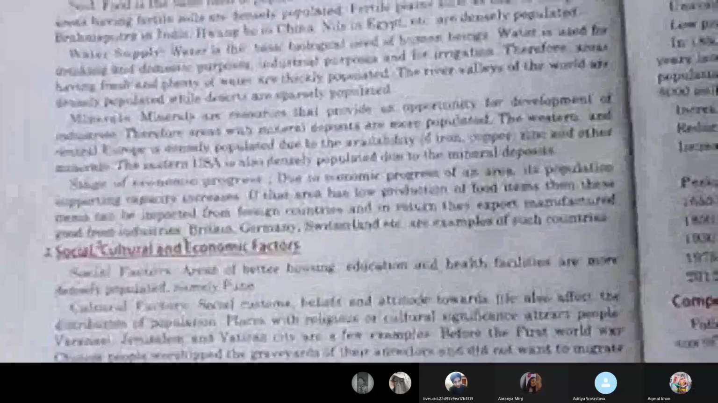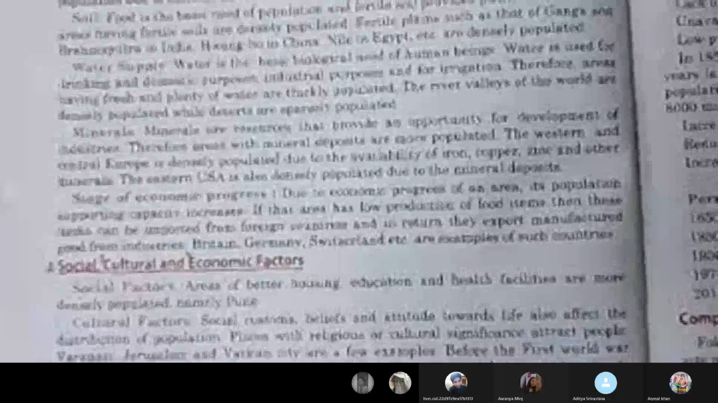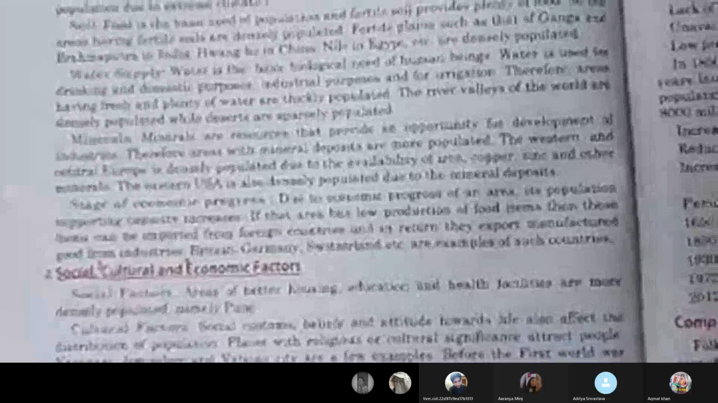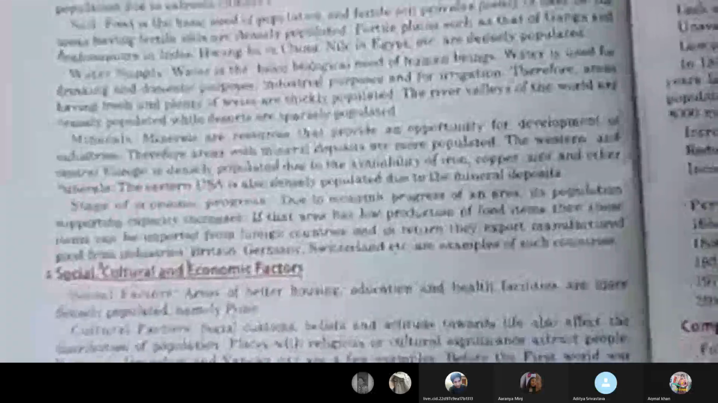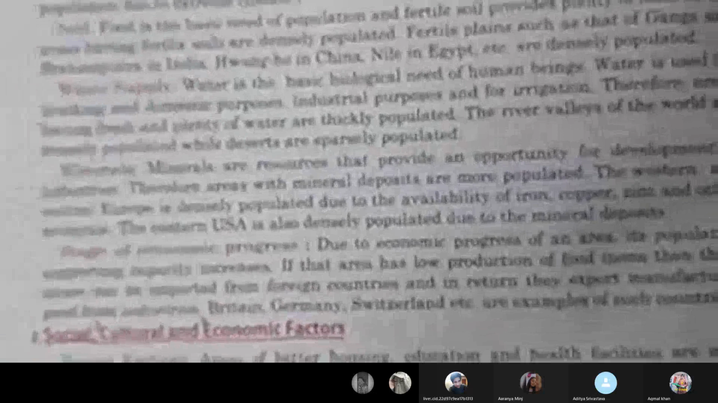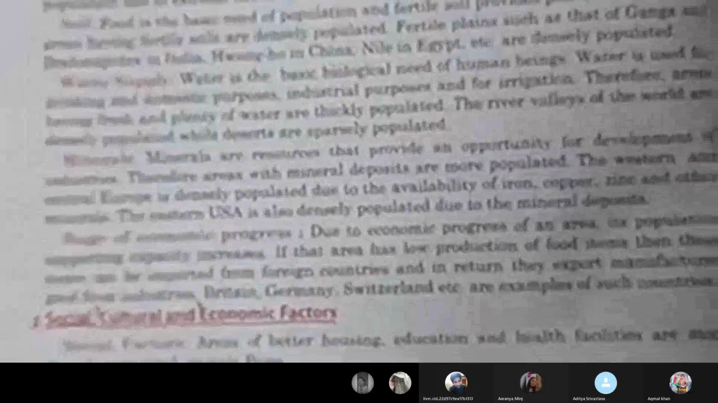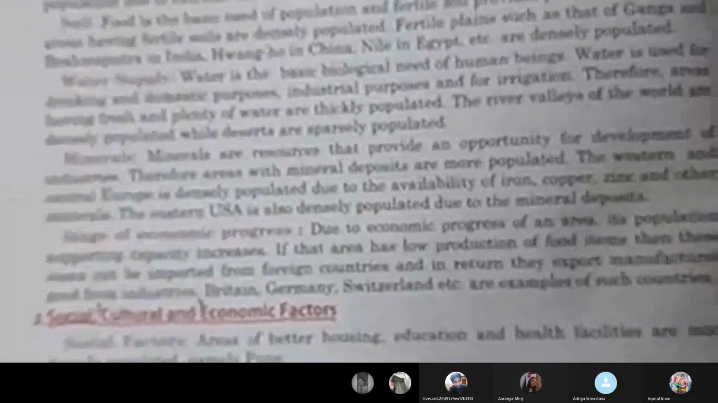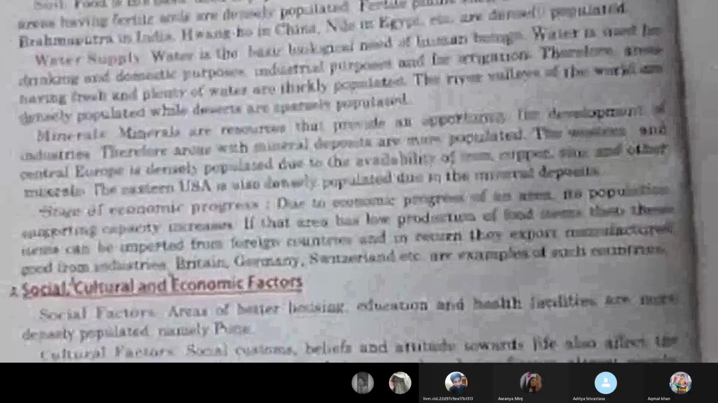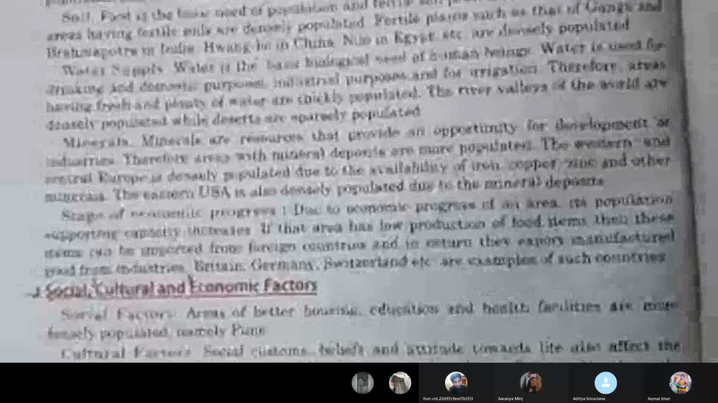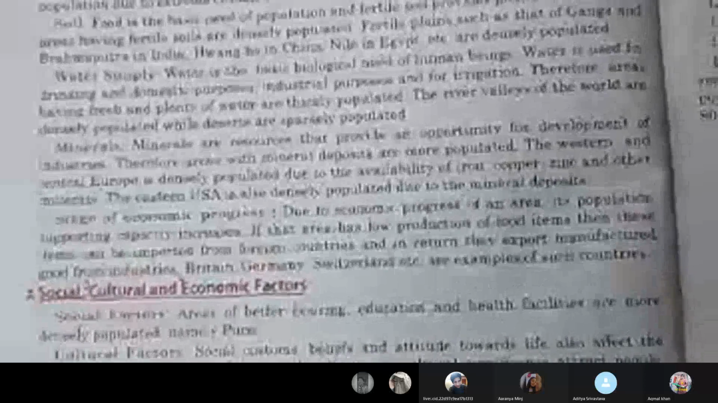Okay. Then we come on to the stage of economic progress of an area. Economic means money related. Now, if any area is progressing economically, that means it is yielding a lot of money. For example, in India, we know that Bangalore is an educational hub. It's a technologically advanced place. So there, economically, there will be more progress. Its population supporting capacity increases.